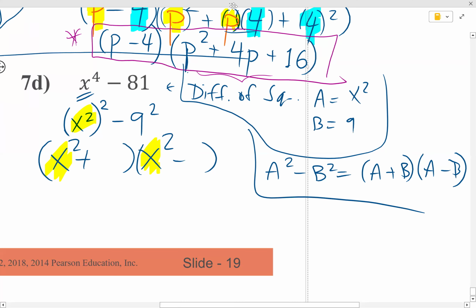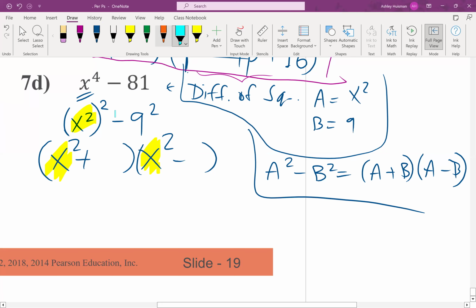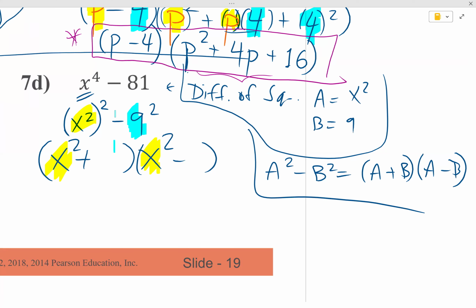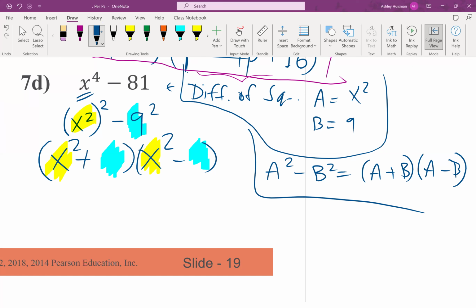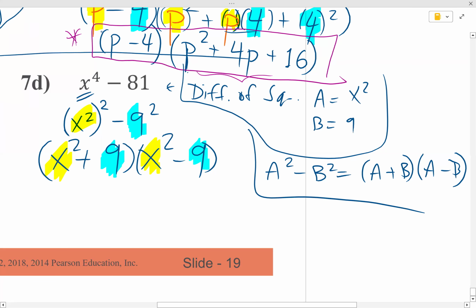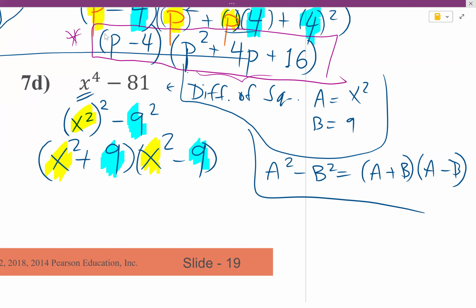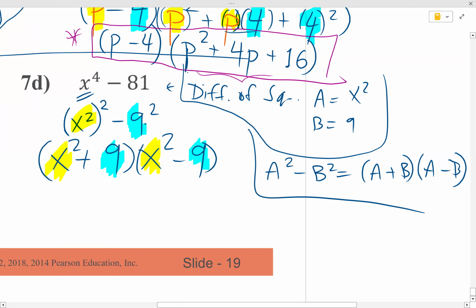And then the second term: what did you square to give the second term? This is going to go here and here. What squared made 81? It was 9. There we go. So that's a good answer, except this is a crazy trick. This is like a trick problem. One of these factors can be factored again.